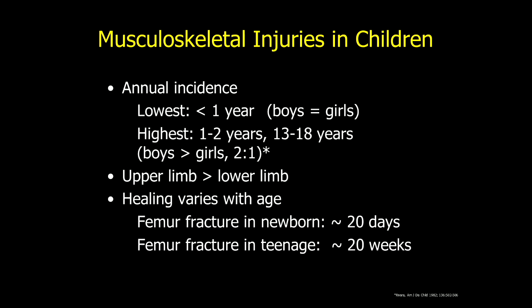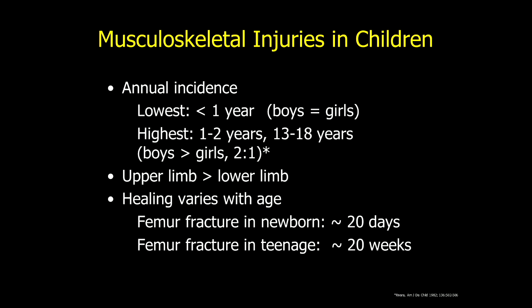So musculoskeletal injuries in children really are bimodal. The lowest incidence is in the children who are less than 1 year of age. They have not yet started to bear weight or walk, and in this age group, boys are affected equally to girls. However, shortly thereafter, in the first year to second year of life, when the children start to bear weight and walk, the incidence spikes dramatically and is at its highest.